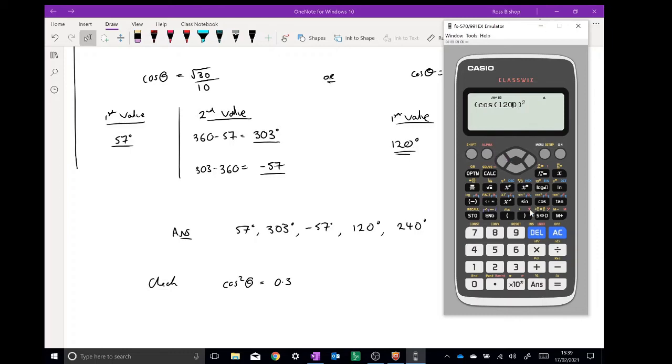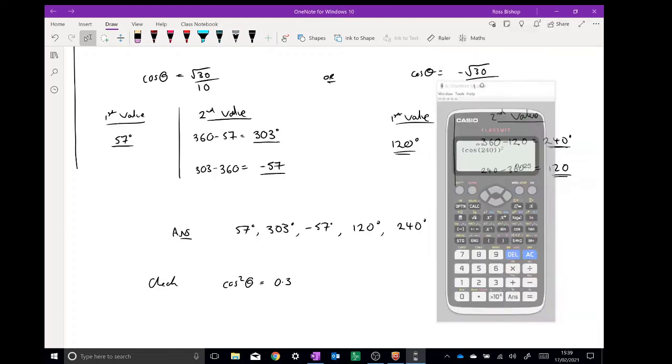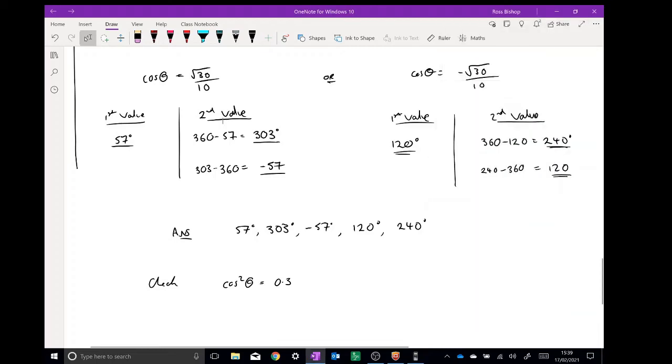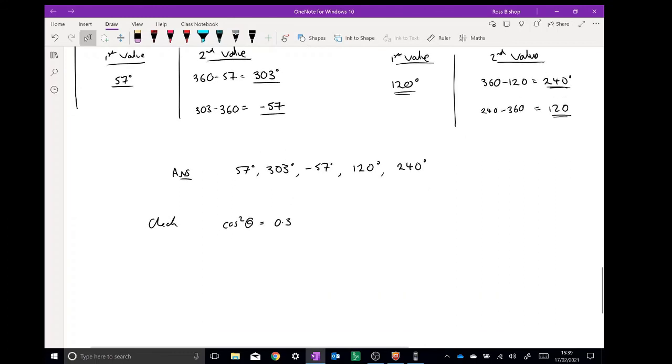Let's try 240. Because I've rounded it, it's not ideal, yeah. So that's going to give me the same, okay? So that is correct there. It's 2 significant figures. Right, let's do one more example. So let's do one more and then you can do some practice.